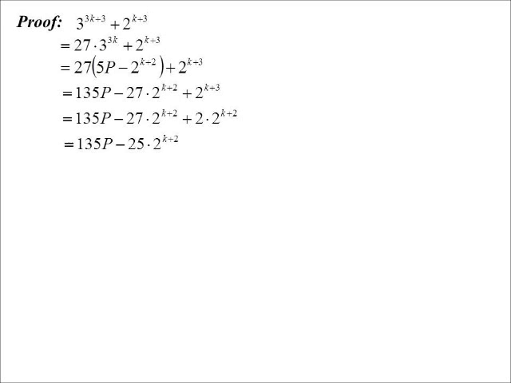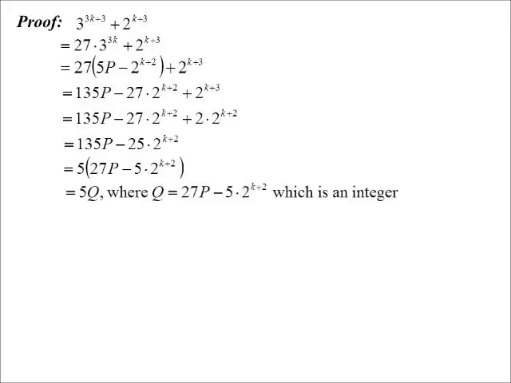Negative 25 lots. I've now got a common factor of 5. So I can factorise, and I have 5 outside of 27p minus 5 times 2 to the power of k plus 2. The question is, is that a whole number? And again, the answer is yes, because we have assumed p is a whole number. We've assumed k is a whole number. Raise 2 to the power of a whole number, I'll get a whole number. Subtract whole numbers from whole numbers. So yes, that is 5q. Q in this case turns out to be 27p minus 5 times 2 to the power of k plus 2. But we know that will be a whole number.